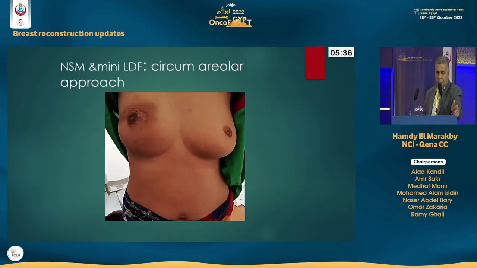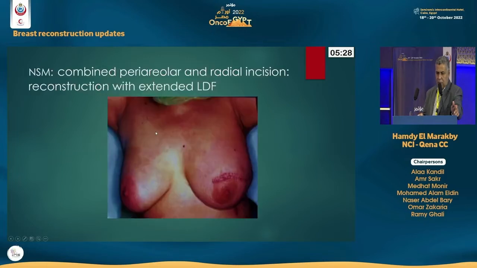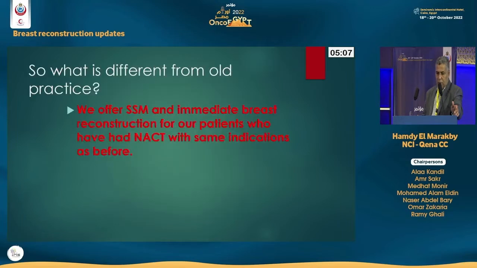Nipple sparing mastectomy and LED flap with circumareolar incision around here. Skin sparing mastectomy with retroareolar or supraareolar with radial extension. That is, you can see the extension radial here to complete the skin sparing mastectomy procedure.